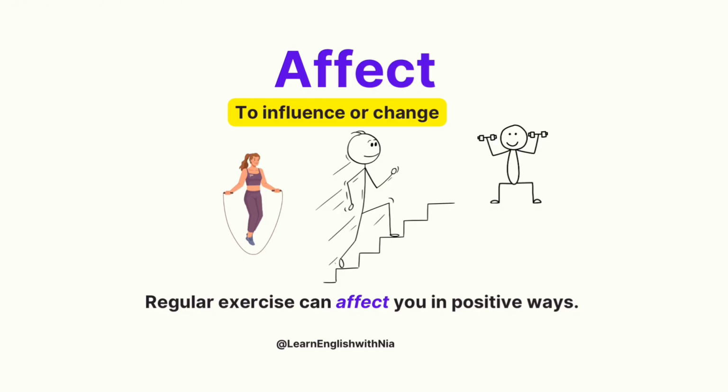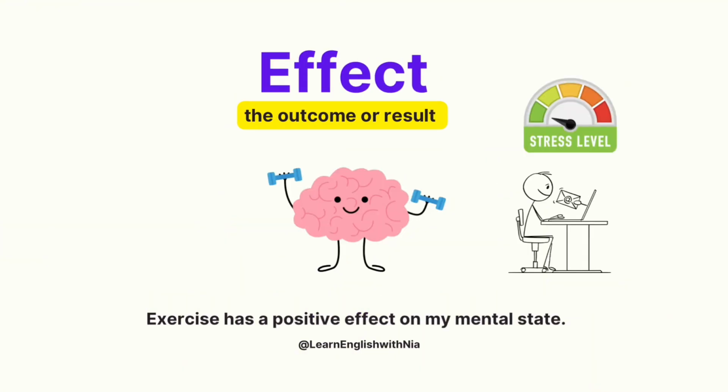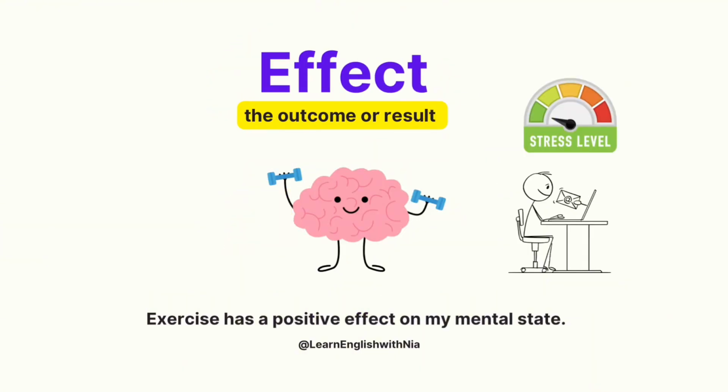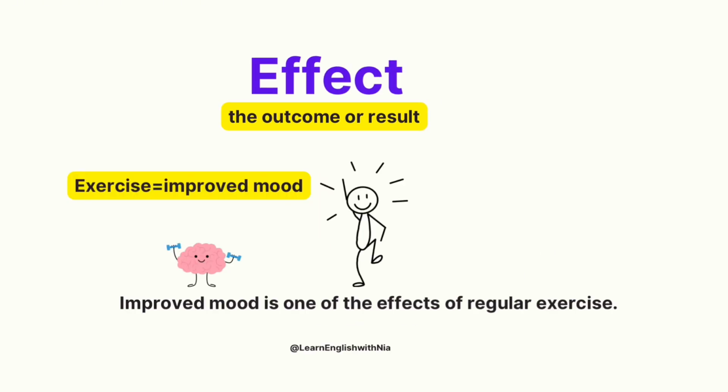Alright, let's talk about effect. Effect is the outcome or result of an action. Example: exercise has a positive effect on your mental state. Improved mood is one of the effects of regular exercise. So exercise is the action and the result is an improved mood.